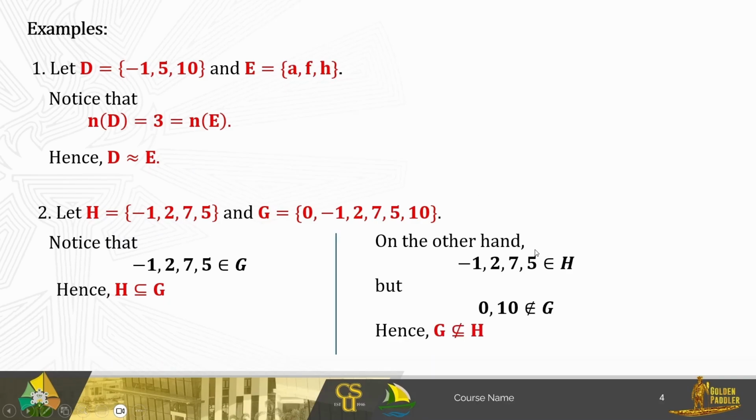On the other hand, -1, 2, 7, 5 are in H, but 0 and 10 are not in H. I'm sorry, this is H. Hence, G is not a subset of H because not all elements of G are in H. So, since they are not subsets of each other, we can also say that H and G are not equal sets.